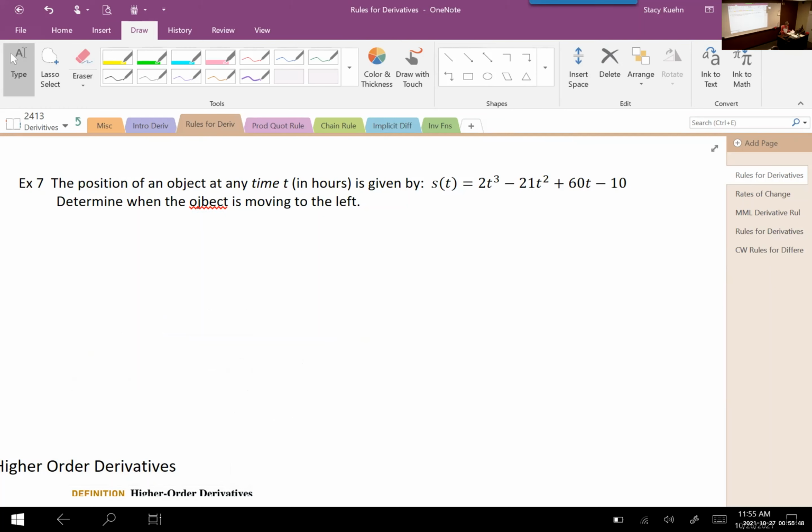But I want to look at this one really fast right here. This one says if the position of an object at any time in hours is given by, once again, that cubic function, we want to determine when the object is moving to the left.